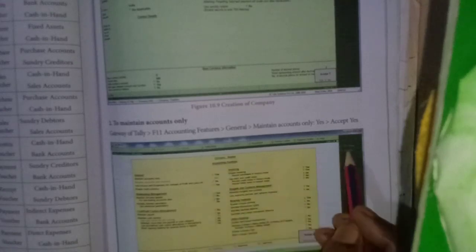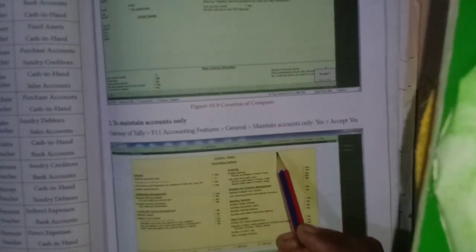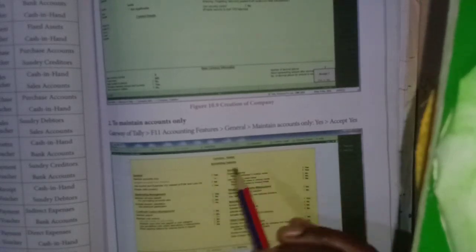Then what are the accounts that we have to maintain? For that you have to click gateway of Tally. Then the F11 key will be there: features F11, then general, then maintain accounts only. Click this, and at last we have to give yes. Now we are going to maintain accounts.